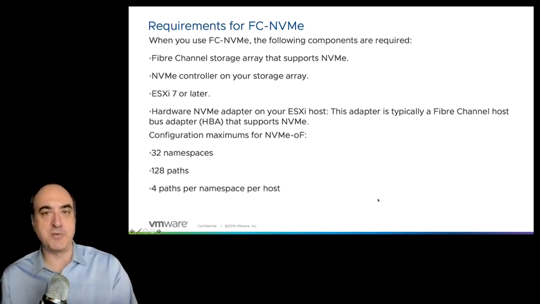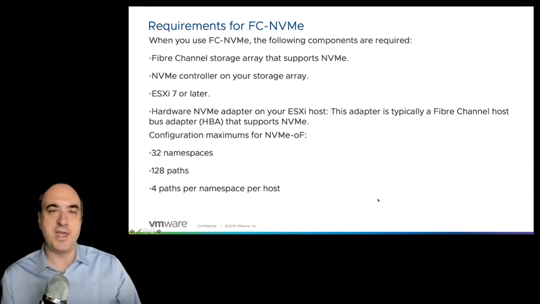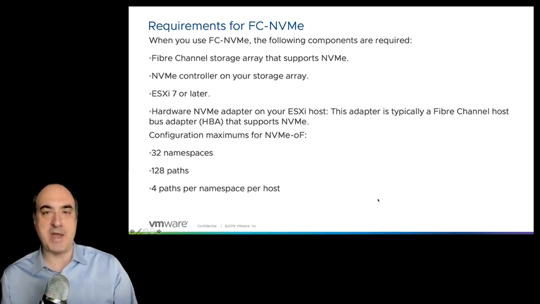And then as far as the maximums go, those aren't the same as for a LUN, right? LUNs, as you may remember, we allowed 1,024 LUNs per host when it's a traditional LUN. With NVMe namespaces, it actually maxes at 32. You still have 4 paths per LUN as the standard, so 32 namespaces equates to 128 total paths.